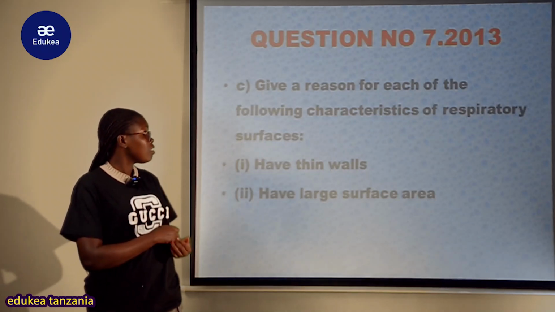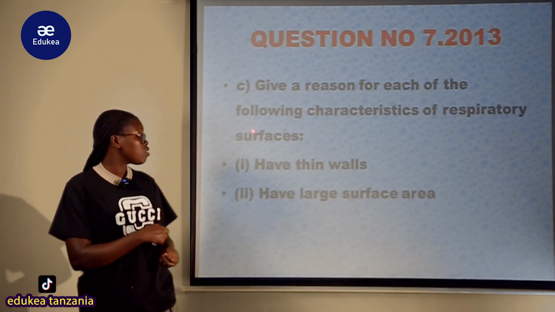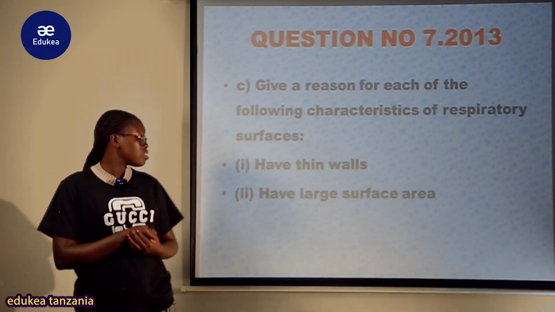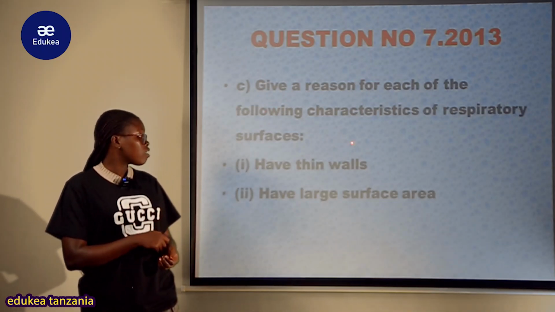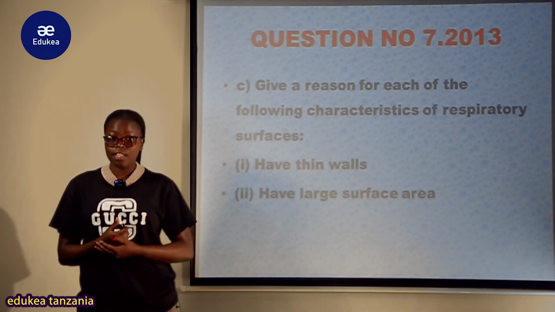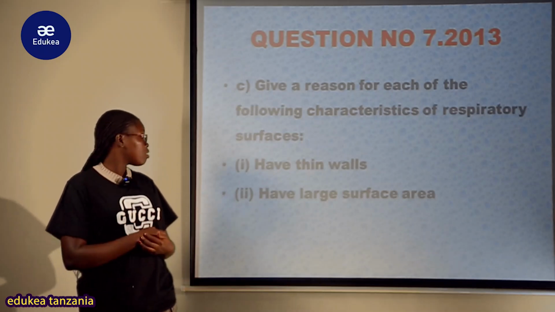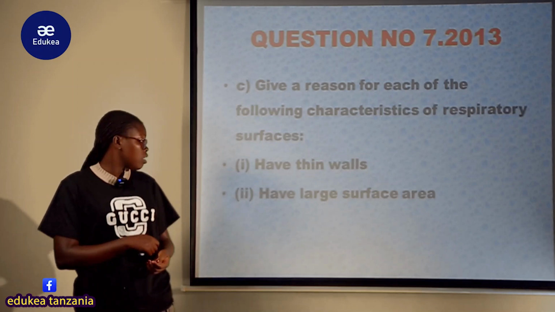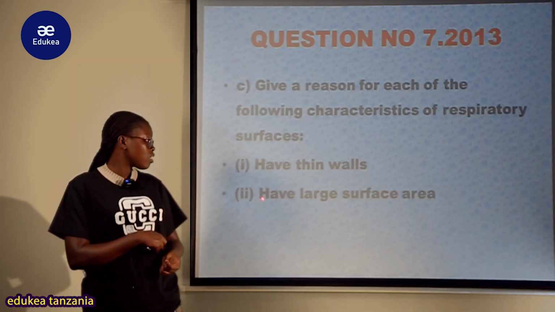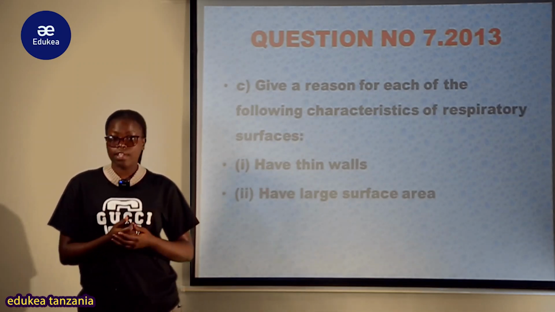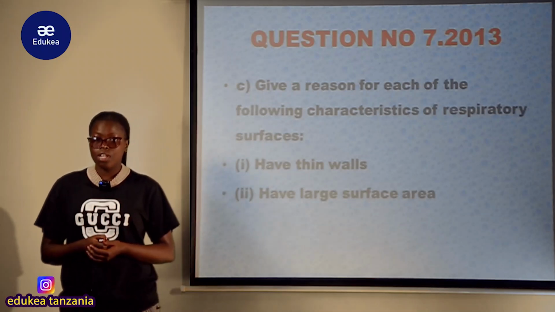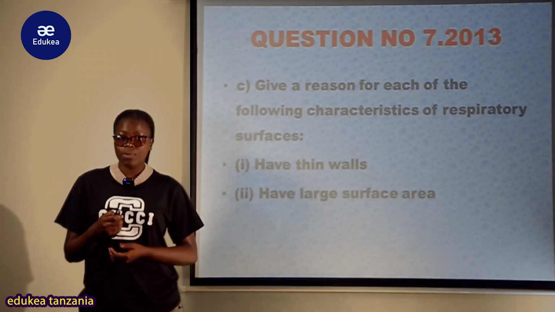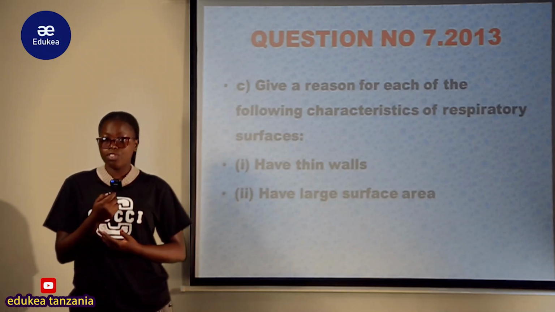The question Roman C requires you to give a reason for each of the following characteristics of respiratory surface. The first one is to give a reason why the respiratory surface has a thin wall. And Roman 2 for question Roman C is to state why the respiratory organ has a large surface area. So this was all about question number 7, which has been constructed from the topic of gaseous exchange and respiration.